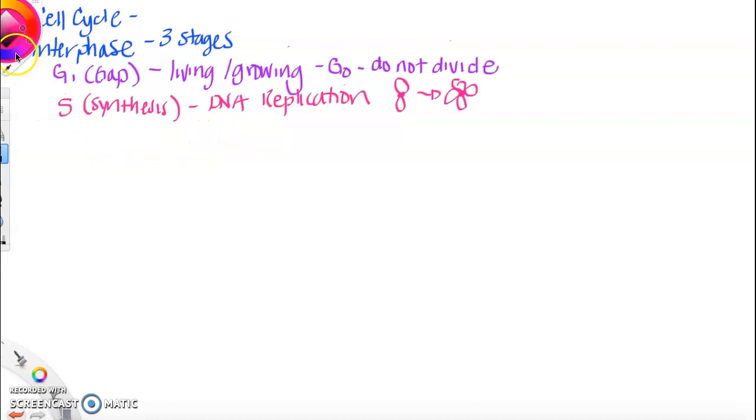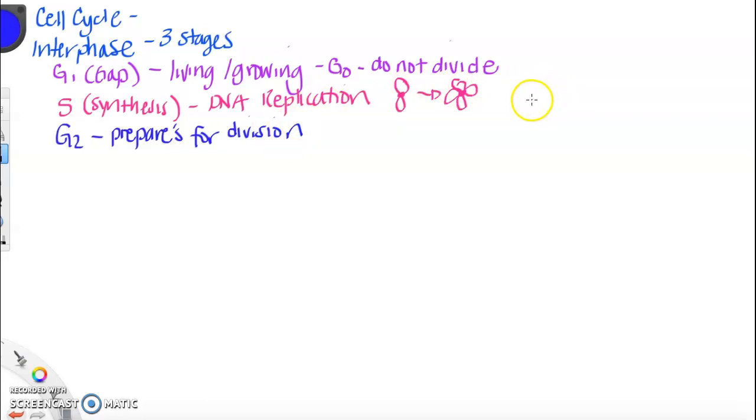All right, the final phase is the G2 phase. And during this phase, the cell prepares for division. And during all of this, there are certain checkpoints that the cell goes through that basically tell the cell, yes, you need to go ahead and go through division, or no, we're not doing that. Okay, so there's also that going on as well.